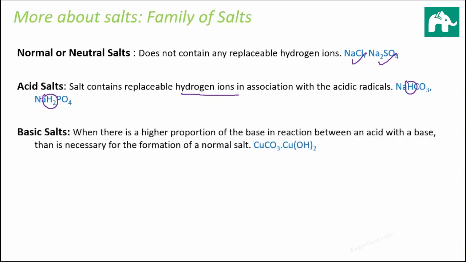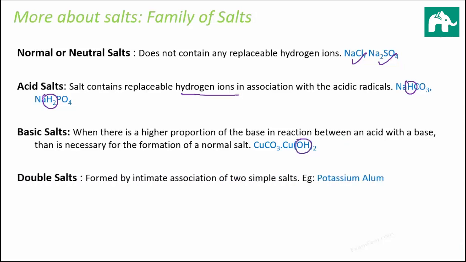Then we have basic salts. When there is a higher proportion of base in the reaction between an acid and a base than is necessary for the formation of a normal salt, that is a basic salt. Basically, when you have more hydroxides, for example here you have OH, that tells you that this is a basic salt.